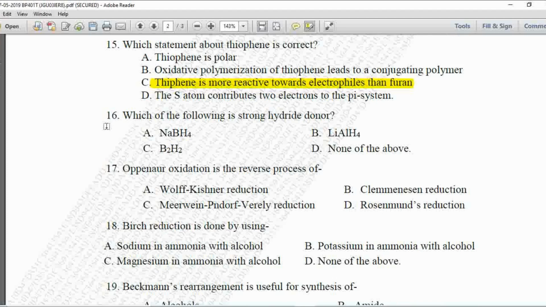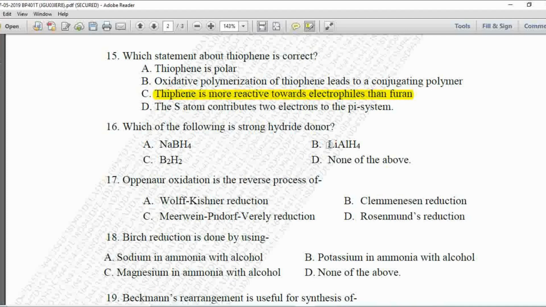Next MCQ is which of the following is a strong hydride donor? NaBH4, LiAlH4, option C is B2H6 and D is none of the above. The correct option, that is the strong hydride donor, is option number B, that is LiAlH4.